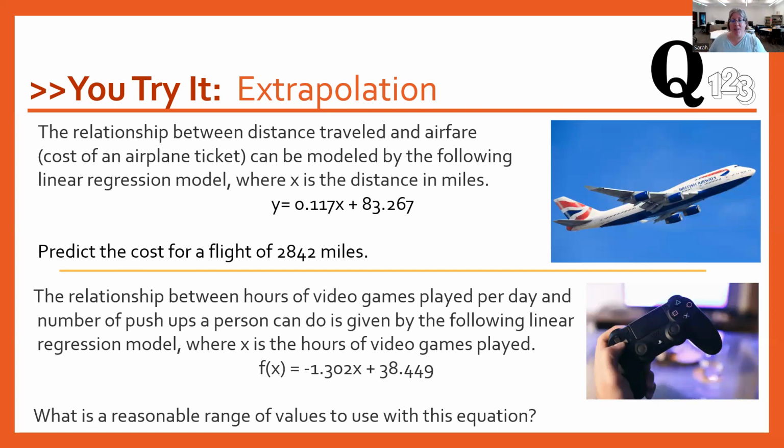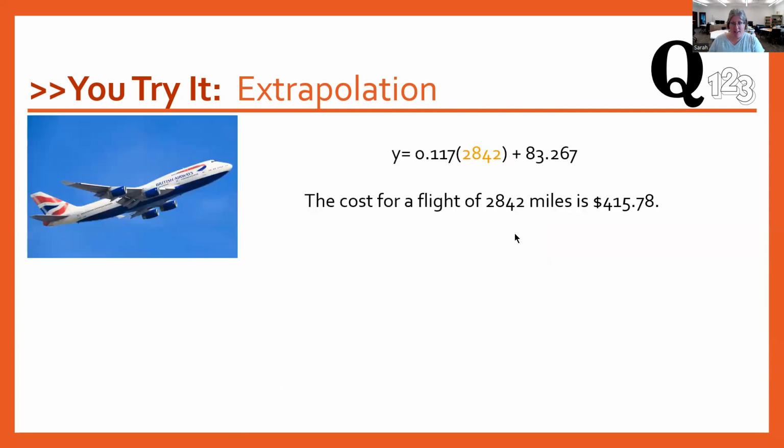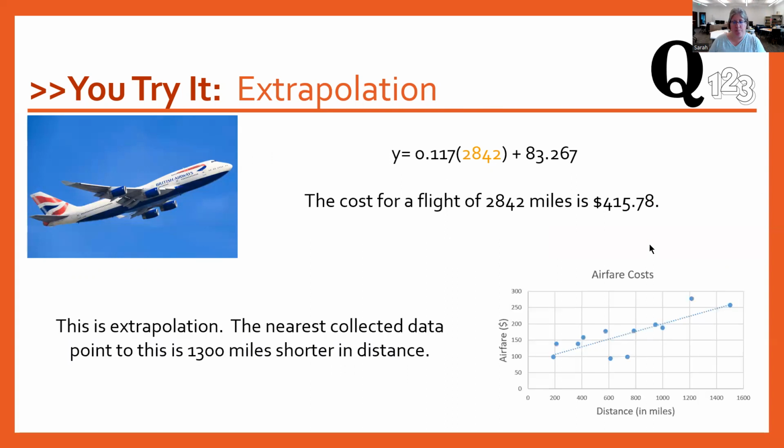All right, so hopefully you gave this a good try. Let's look at the first one. We're going back to the airfare one. They wanted us to predict the cost for a flight of 2,842 miles. So I plugged 2,842 miles in, and I get that the cost should be roughly $415.78. The question is, is that extrapolation?